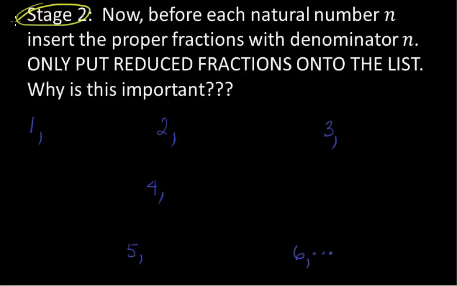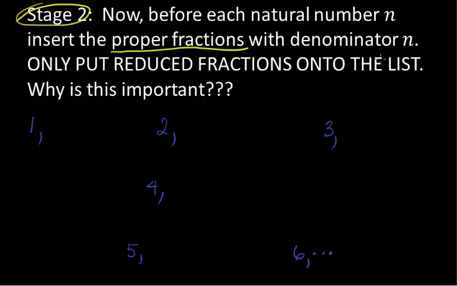Okay, now for stage 2, notice I did stage 1 in blue. I'm going to put in yellow numbers in stage 2. And notice also here that I have separated out the 1, 2, 3, 4, 5, 6, ... I've made big spaces between the natural numbers because I'm going to have a method of inserting numbers in between them so that I can get all the rationals on the list. Okay, so stage 2 is insert the proper fractions, numerator less than denominator.